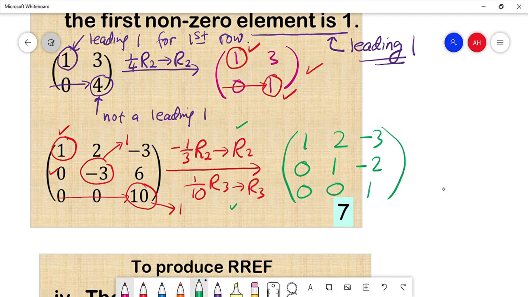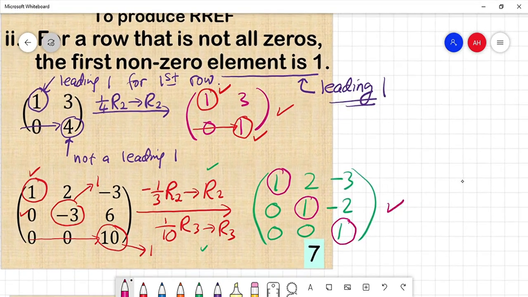Now let's check whether all these rows have a leading 1. For row number 1, yes, we have a leading 1, this number. Row number 2, we have a leading 1, this number. And for row number 3, we also have a leading 1, that is this number. Therefore, this new matrix fulfills this requirement for RREF. That is, any non-zero row has a leading 1. Okay, that's the second requirement.